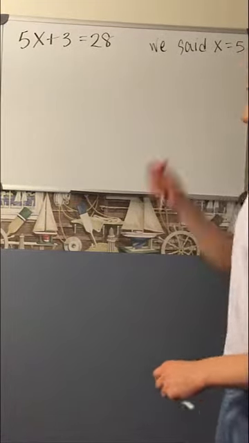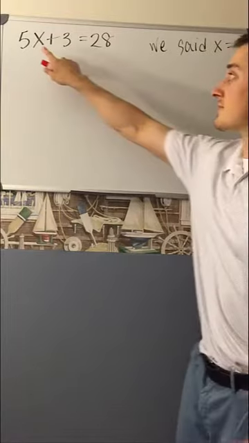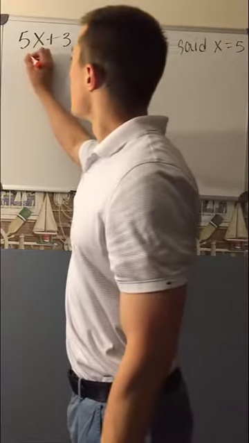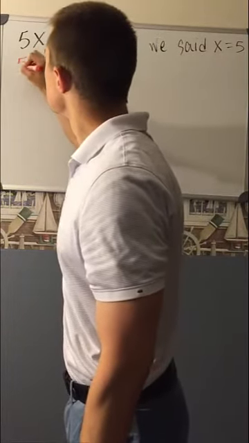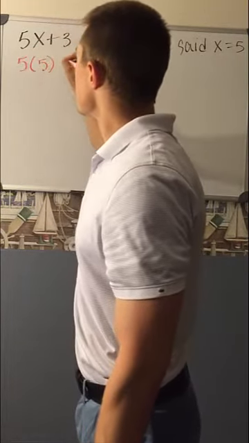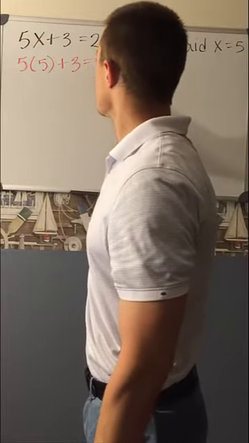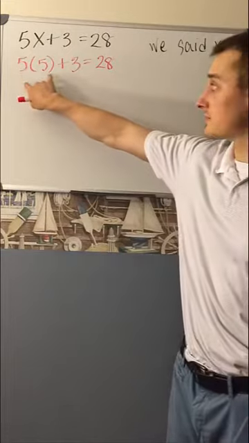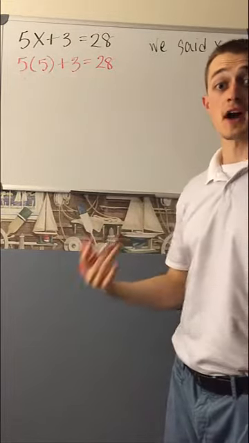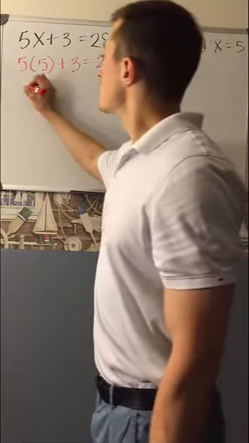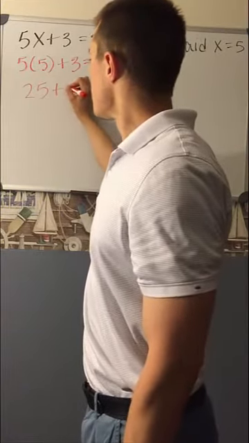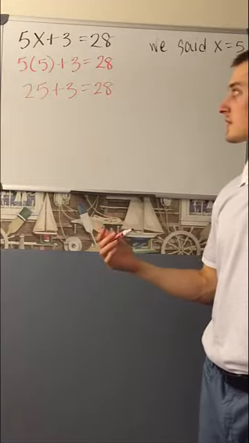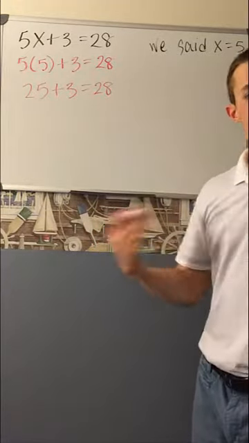Well, it's simple, really. You just plug x equals 5 back into your original equation. So we do 5 times 5 plus 3 equals 28. And now we know that 5 times 5 is equal to 25. So we can say that 25 plus 3 equals 28. And 25 plus 3 is 28.